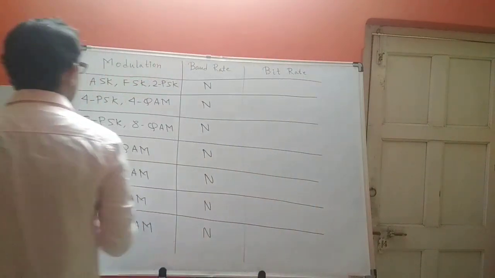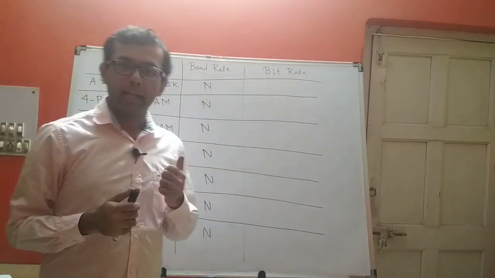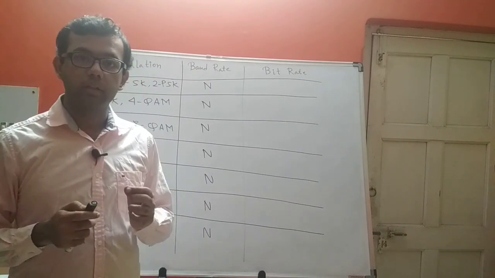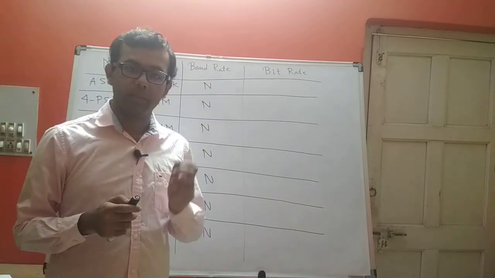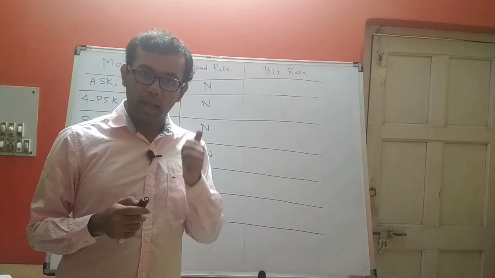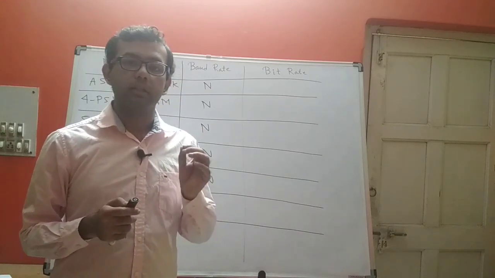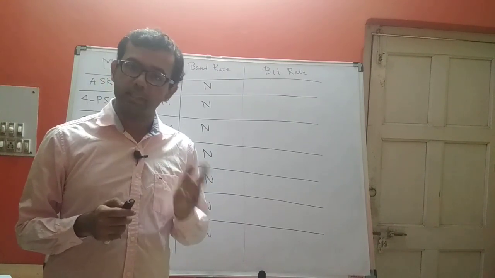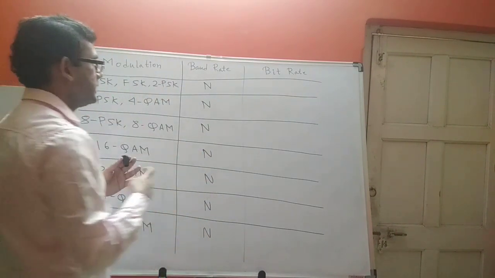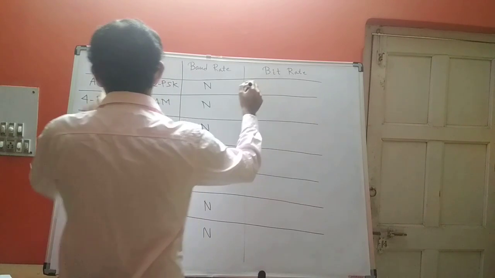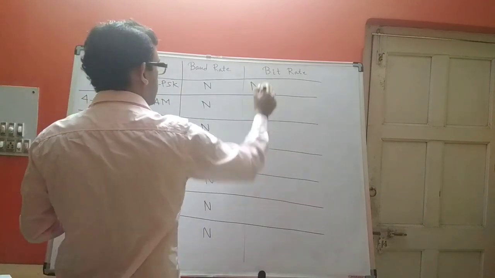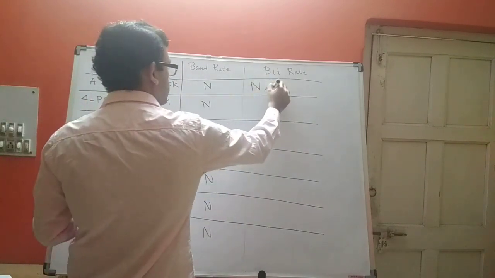Now, if you remember, for ASK and FSK, the bit rate and the baud rate are exactly the same. The bit rate is equal to the baud rate. In amplitude shift keying and in frequency shift keying, the bit rate and baud rate happen to be the same. Now here the baud rate is n, so the bit rate for ASK will also be n. For FSK it will also be n.